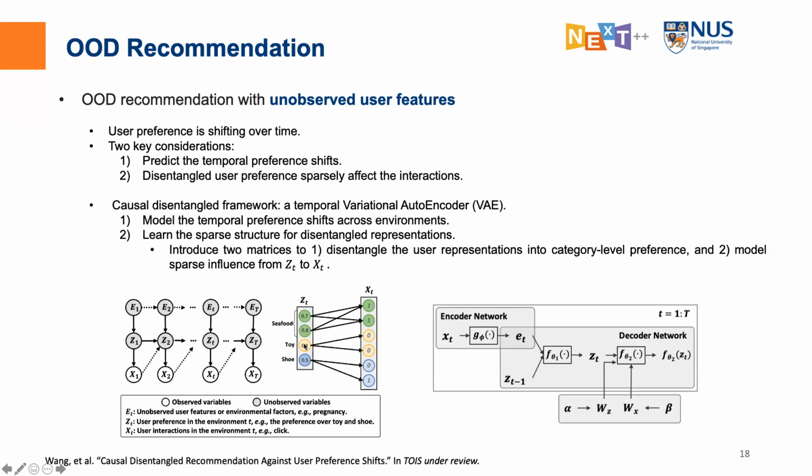So if we can model this kind of sparse influence, when some preference factor changes, it only affects some of the interactions. The others are not affected, so the interaction prediction score are not affected, right? So our idea is that first we need to predict the temporal patterns, and for the second point, we need to disentangle the user preference, and then we model this sparse influence between user preference and the interactions. Yeah, this is a core idea. Any questions?